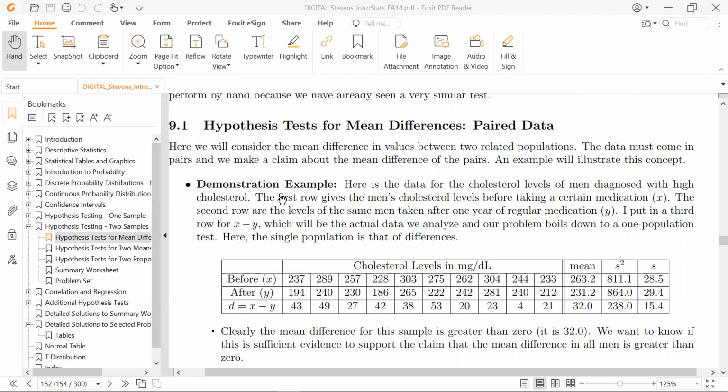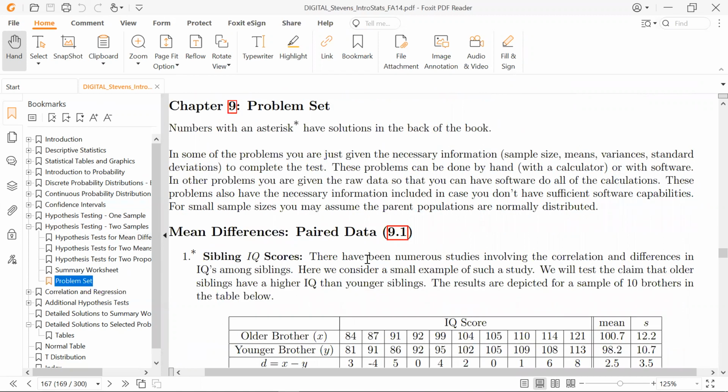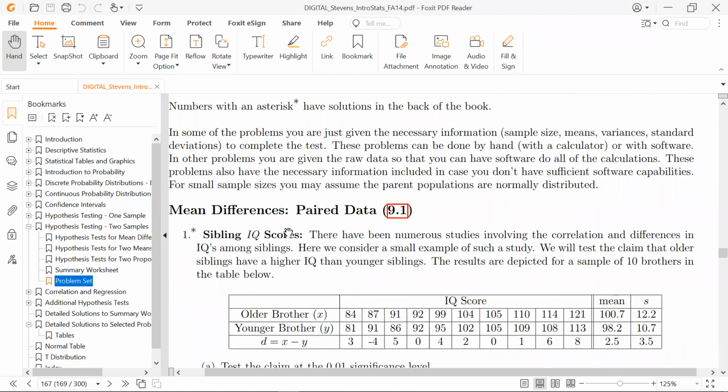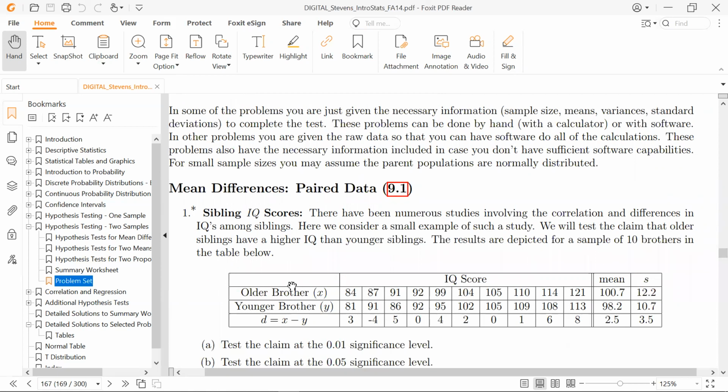You're going to work the difference. So this example about cholesterol before and after, the same person after they took the meds, we found the differences and dealt with the differences. If you look at the problem set in the book, do you see how even there they're mean differences? It's paired data. So this is the matched pairs. And see how this is about IQ scores, just like that WebAssign question is. The differences here, they give you the differences. At WebAssign, they don't. So you have to find those differences.